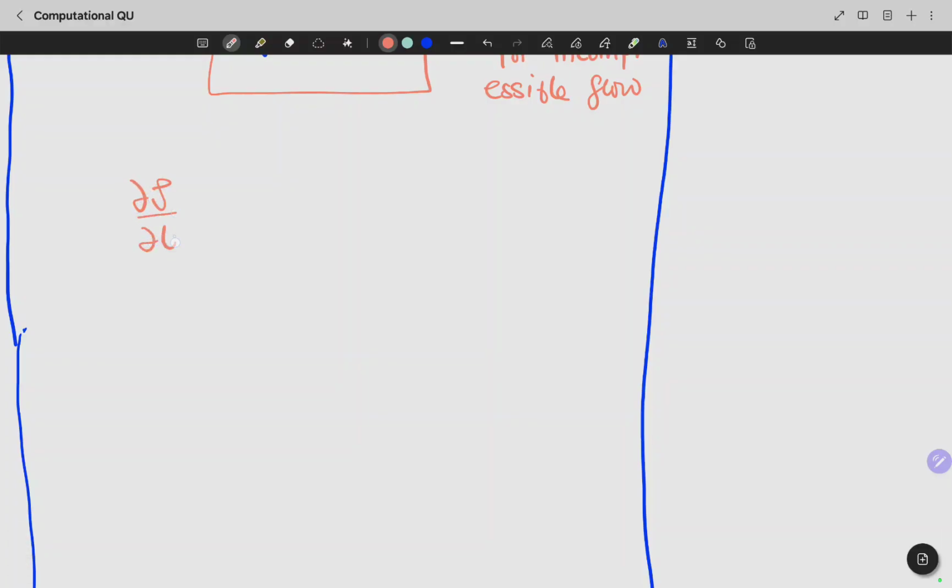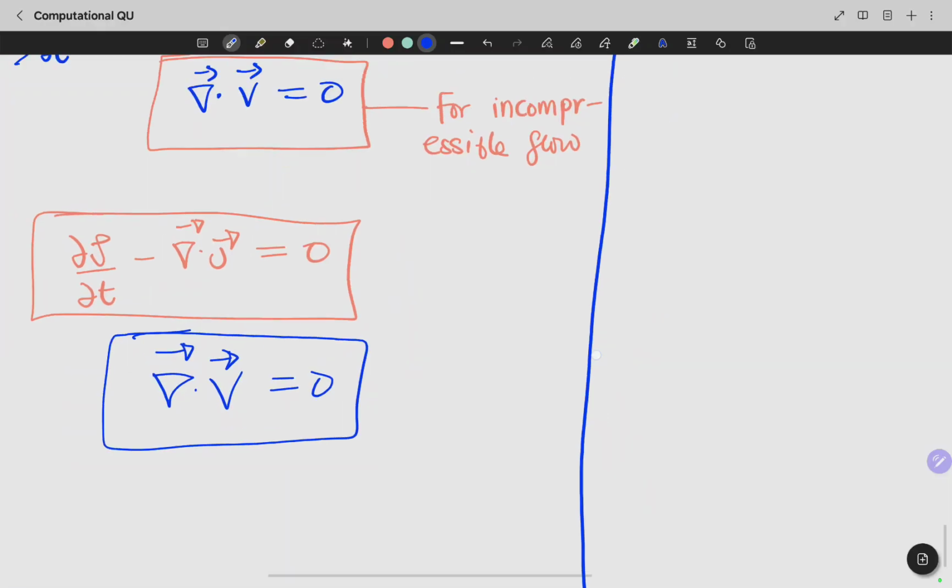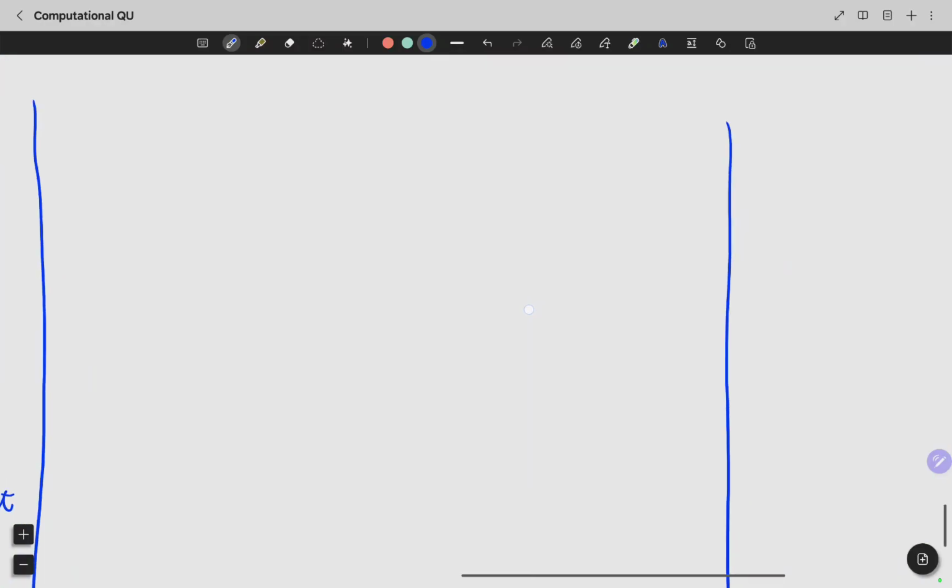d rho by dt minus the divergence of j equals 0, and this is the general continuity equation. Some call it the transport equation. And for incompressible flow, this becomes only this. That's all. Now let's move on to derive the Navier-Stokes equation.